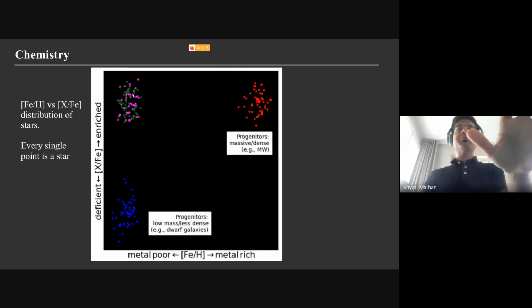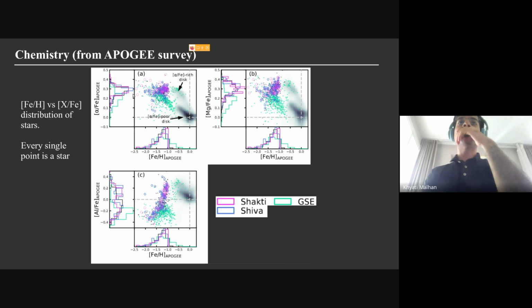So this was more of a conceptual diagram. I'm now showing you a more formal diagram, which might look a bit complex, but each point over here corresponds to a star. Blue means Shiva stars, magenta means Shakti stars, and green means stars from the Gaia-Sausage-Enceladus, which happens to be one of these dwarf galaxy mergers. And then these are the stars from the Milky Way disk. Very quickly, not to confuse you very much, these stars over here are from the disk of the Milky Way, and these end up being metal rich and also enriched in alpha elements, alpha over Fe.